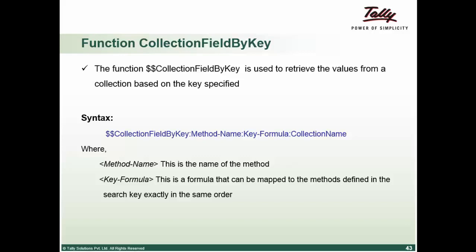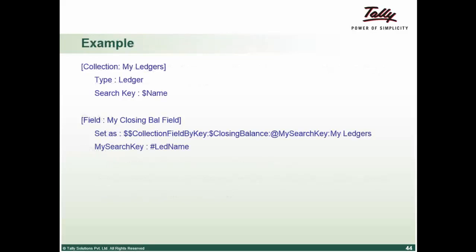colon the method name, colon the key formula, and the collection name. The method name will be from the collection. The key formula will be from your interface, and you will get the output. And this is an example of that. So as per this example, we have defined a search key on $Name for the collection MyLedgers. In the field value, $ClosingBalance is retrieved based on the name of the ledger.